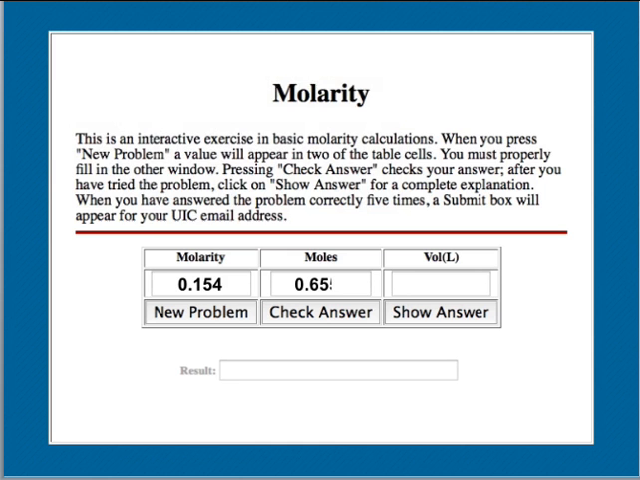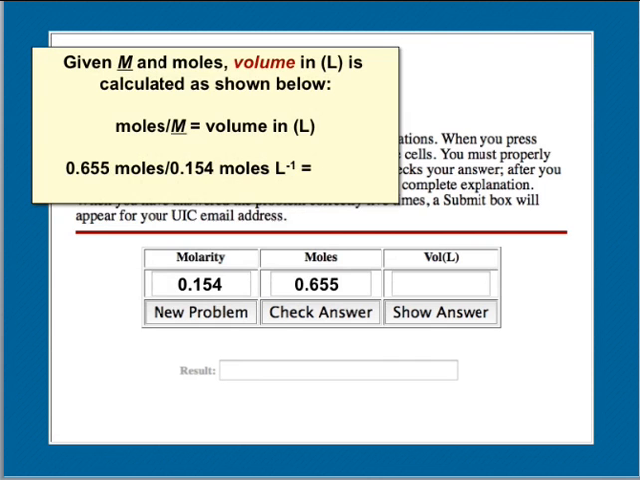And we're given molarity, and we're given moles. What's our volume? Well, remember the very simple equation. Molarity is moles divided by liters. So we're simply going to solve for liters, aren't we? When we solve for liters, it's going to be moles divided by molarity. So, here we have our number of moles, here we have our molarity, moles per liter. As you note here, moles and moles cancel, and we're only left with per liter, which again comes up top. And this gives us 4.26 liters.